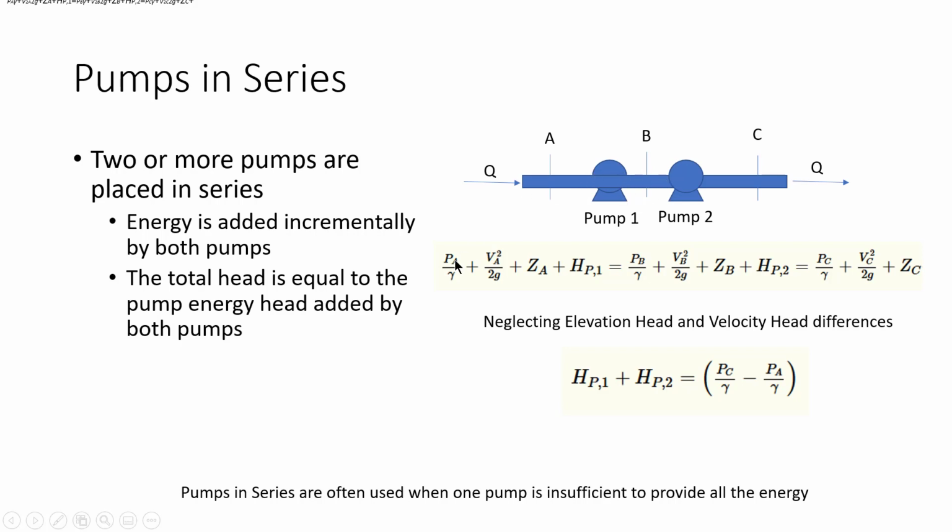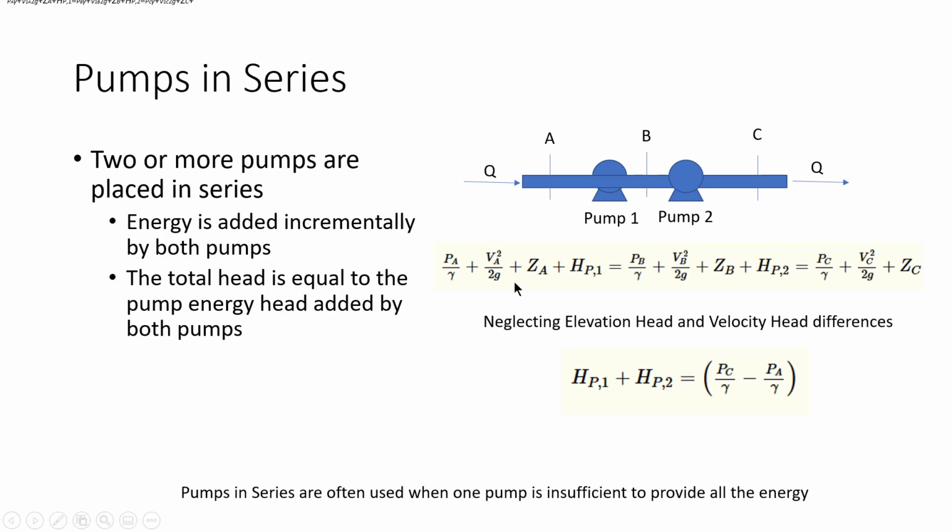So again, if I apply my Bernoulli's equation at A, I have PA over gamma plus VA squared over 2g plus ZA plus HP1. This is the head that supplied the total energy, the energy head that's supplied by pump 1, and that's equal to PB over gamma plus VB squared over 2g plus ZB plus HP2, which is the head supplied by pump 2, which is equal to PC over gamma plus VC squared over 2g plus ZC.